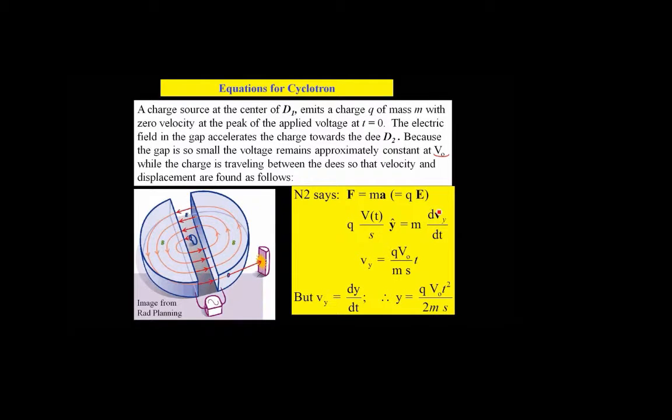This is a, of course, times m. So then solve for v sub y by integrating this, and so we just get what we expect, q V0 divided by m s times the time t. But remember that the velocity is dy/dt, so we can solve for y by just integrating again, and so y is equal to q V0 t squared over 2 m s. So remember, t is the time that is passing as we go across the gap, where 0 is here and t is equal to t here.